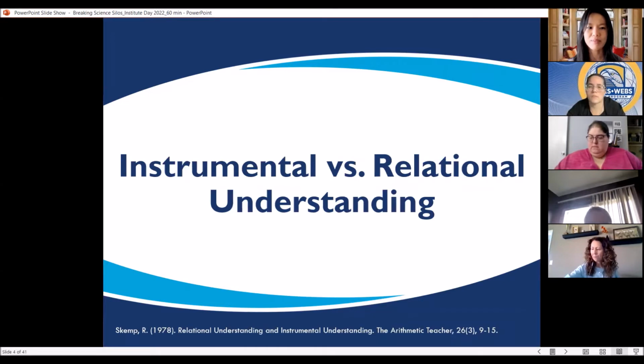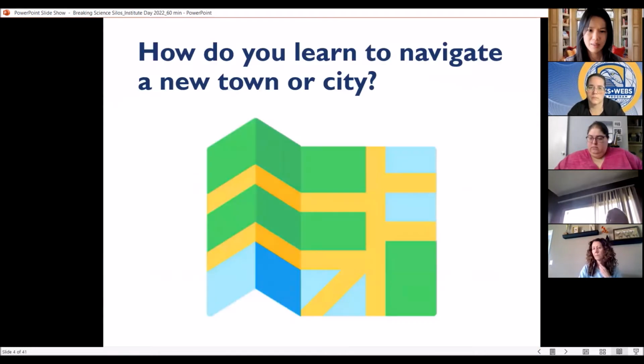So why is integrative learning important? I'm going to start by briefly discussing the difference between instrumental and relational understanding as defined by Richard Skemp. I did include a link for his article at the bottom here, and I will link it at the end as well. He's actually a math teacher, but I found that his analogy can be applied to STEM learning in general.